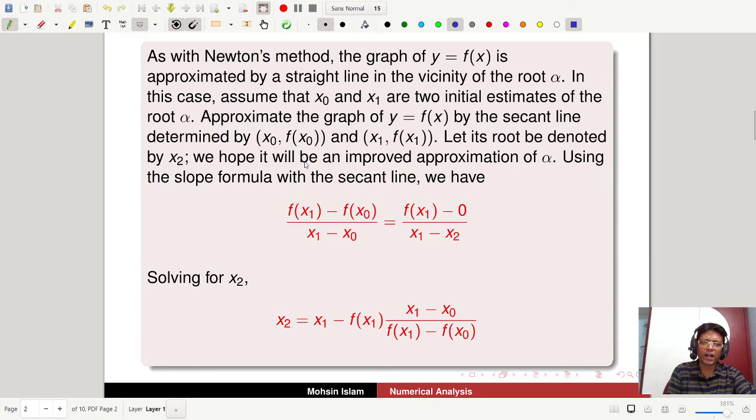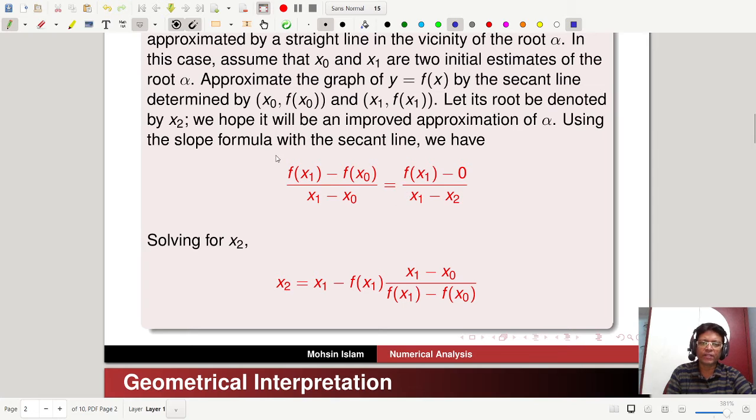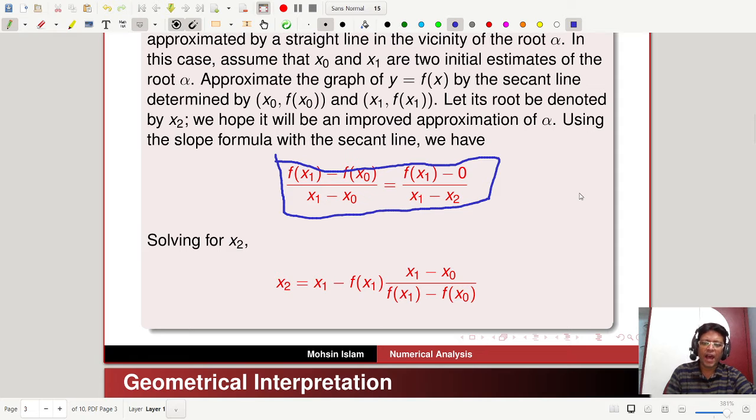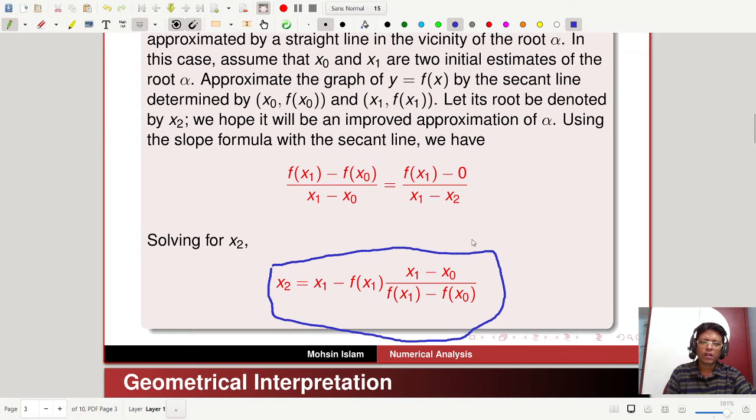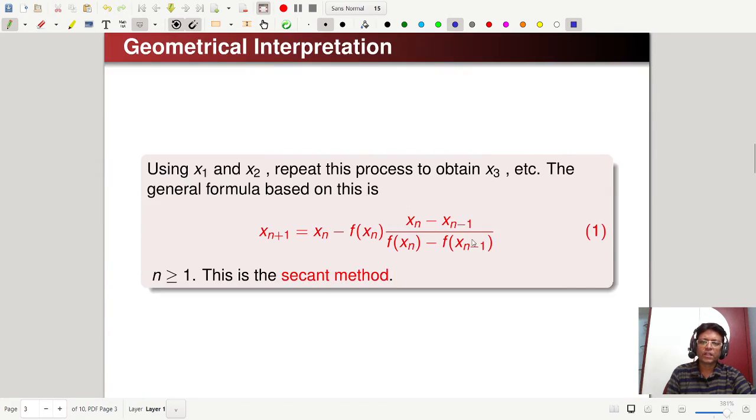So the graph is approximated by a secant line determined by (x0, f(x0)) and (x1, f(x1)). Using the slope formula, the secant line, we have this formula. And solving for x2 from this equation, we have this. This is the approximation. Now, using x1 and x2, repeat this process to obtain x3, and so on. So let us generalize the formula.